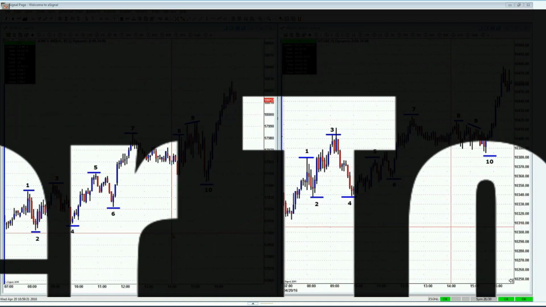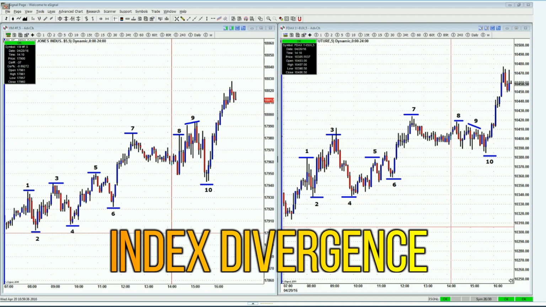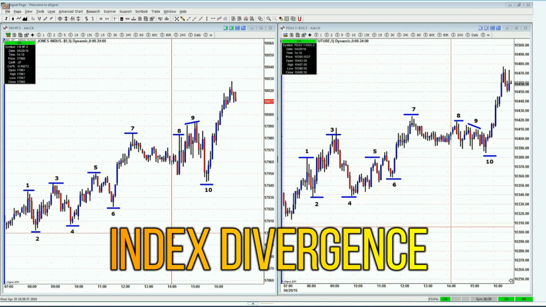A student of mine, Eben, asked me if I could go through the divergence technique. There are two kinds of divergence techniques.